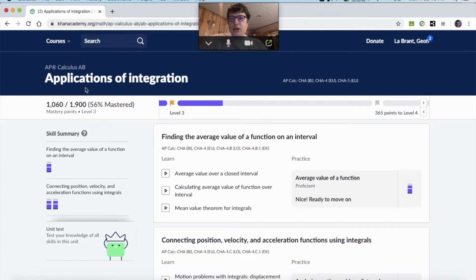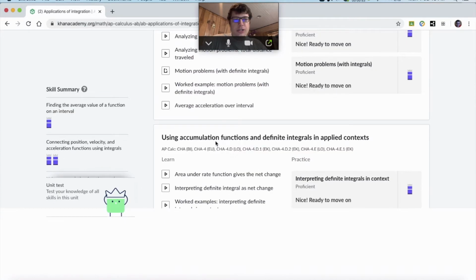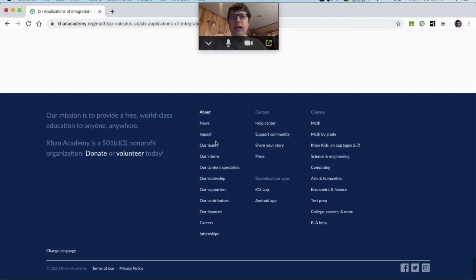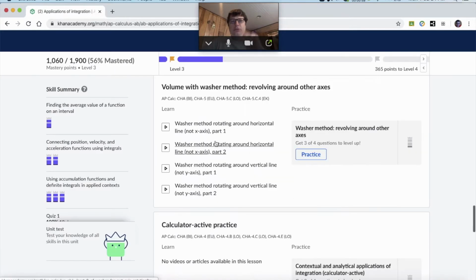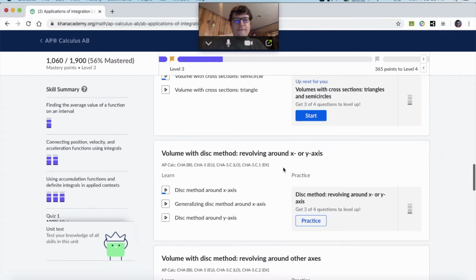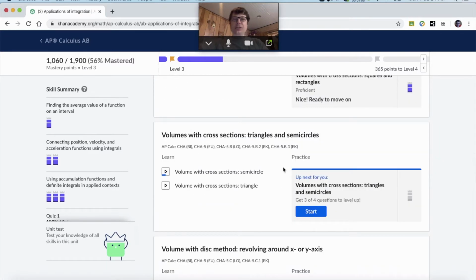56% mastered on the concept, applications of integration, and way, way, way down near the bottom is the concept volumes of washer method. You're not ready for that. Volumes of cross sections of triangles and semicircles. So let's begin.